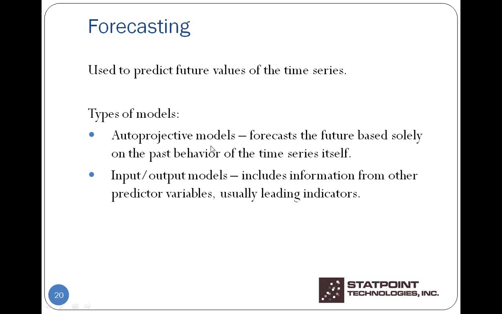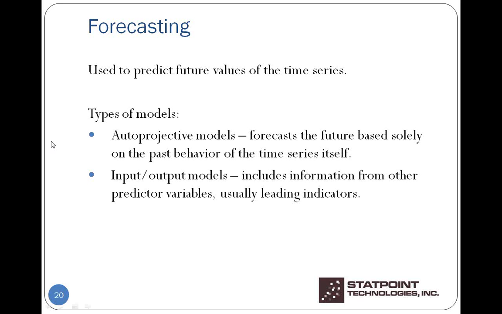We have models that are auto-projective. An auto-projective forecasting model basically forecasts the future based solely on the past behavior of that time series. So, for example, I can just take my unemployment rate series and by looking at how it behaved in the past, forecast what's going to happen in the future. Okay? You can imagine that that can be quite useful, particularly for short-term forecasting, but not very likely to be all that great for long-term forecasting.